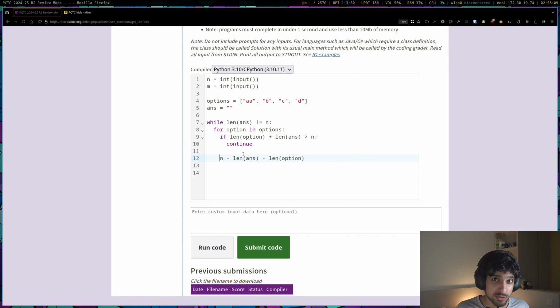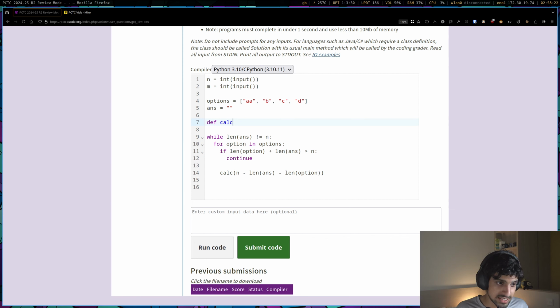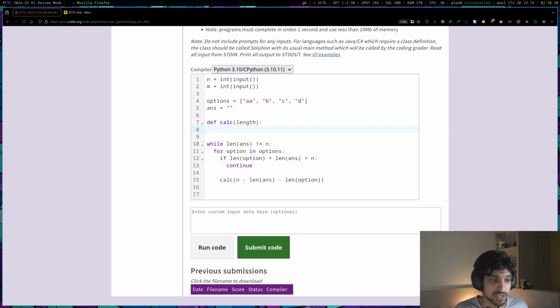So let's actually just throw that in a function. What's this function going to be called? Let's just call it calc. So calc is going to be a function. We're going to throw this number into calc. So let's write the function up here. So let's say def calc. And what are we given? We're given a length, essentially. A length of the amount of characters we want to consider the combinations of.